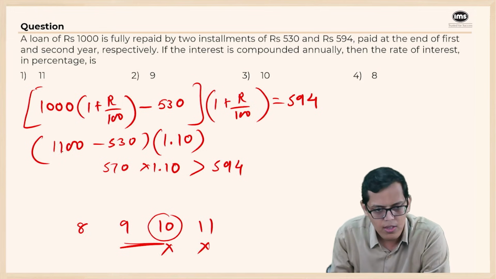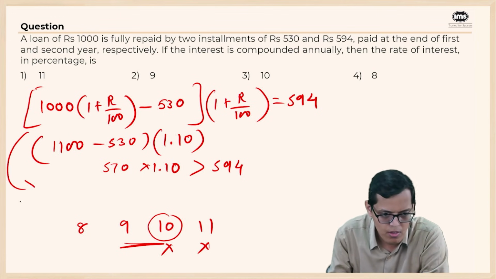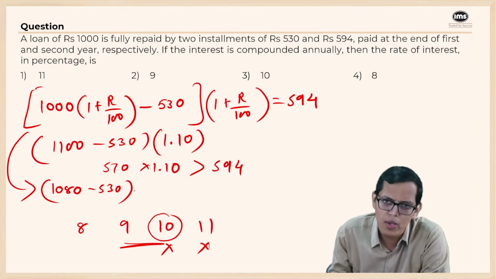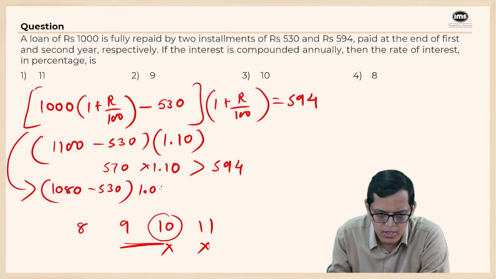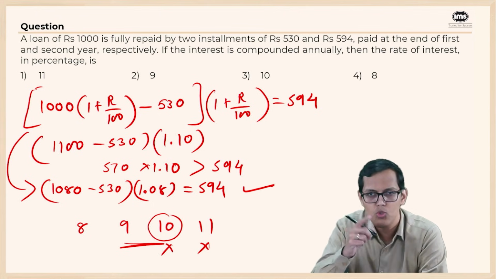I'll show you why. Put R equal to 8 in the original equation. That is what we had to do. 1000 when raised by 8 percentage should be 1080, minus 530, raised by again 1.08. If you check carefully, this is actually 594. Perfect for this particular situation. So 8% is your answer.